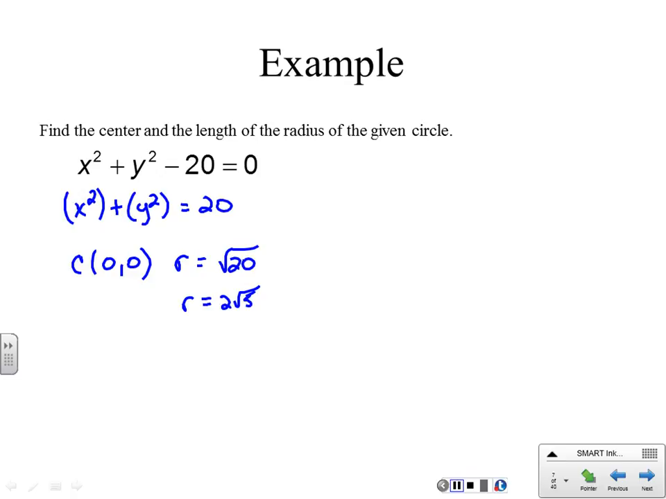So, for number 24, how would I find k? You know that h is 0 because the x linear term is missing. How would you find k? Complete the square. You have to complete the square for it. Okay? Let's try that. Let's try number 25.